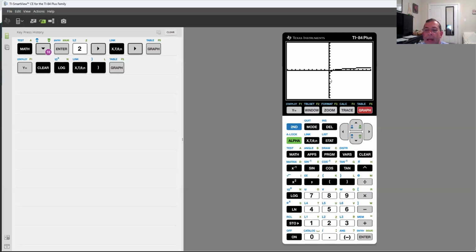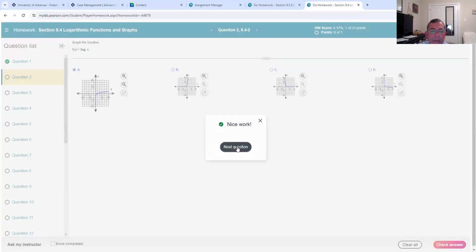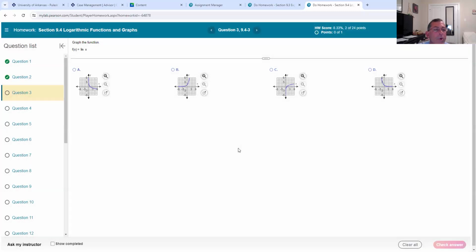We hit graph, and look, it does the same thing. It's just a little flatter than the last one because we have a 10 there instead of the 2 that was there on the last one. But I think that's what we said was A on that one. So click A, check that answer. And I think there's one more of these. ln of x. But knowing what those graphs look like, there's only one graph that it can be.